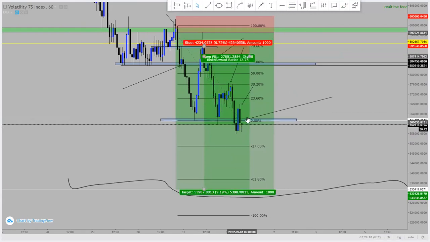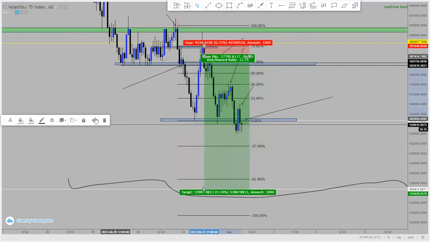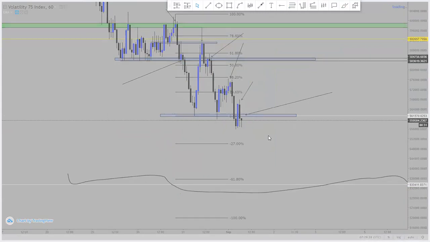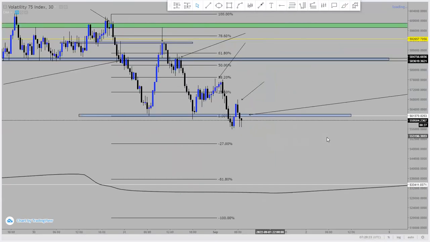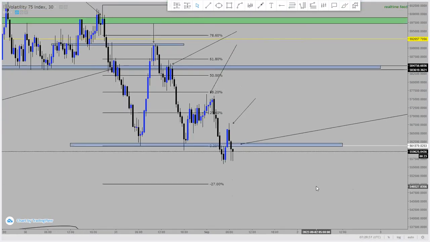So right now I'm expecting a respect and a rejection there, then we can continue selling. It's still the same thing. Nothing new on VIX. We are still following the same analysis, same everything.